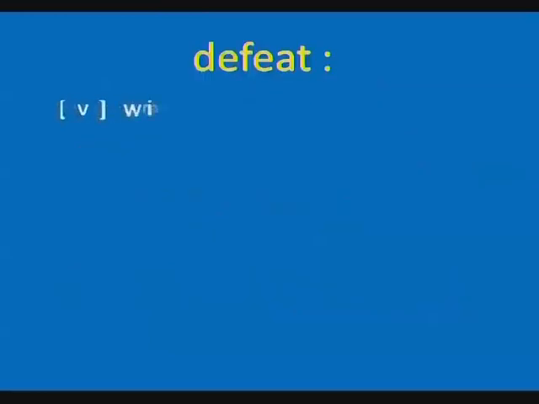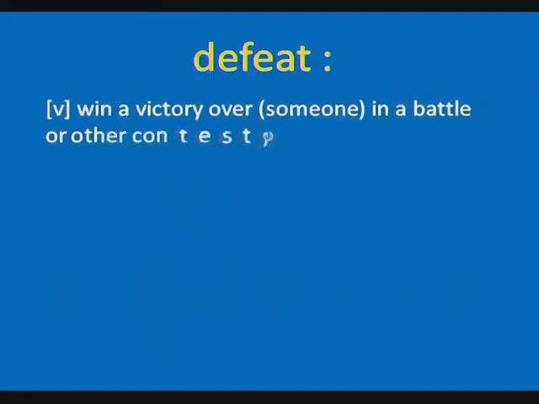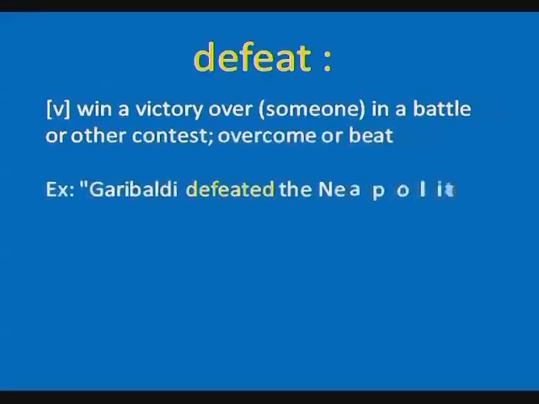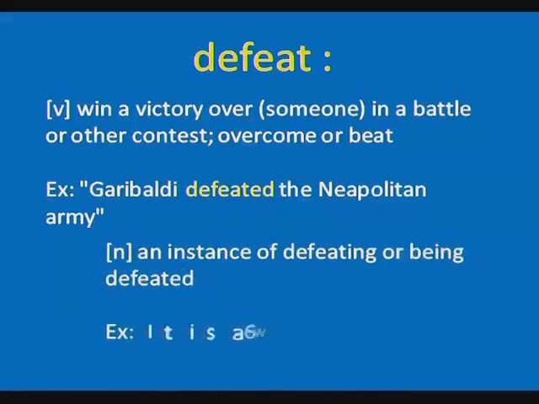Defeat. It can be used as a verb that means win a victory over someone in a battle or other contest, or overcome or beat. For example, Garibaldi defeated the Napoleon army. It can be used as a noun that means an instance of defeating or being defeated. For example, it is a 6-wicket defeat.